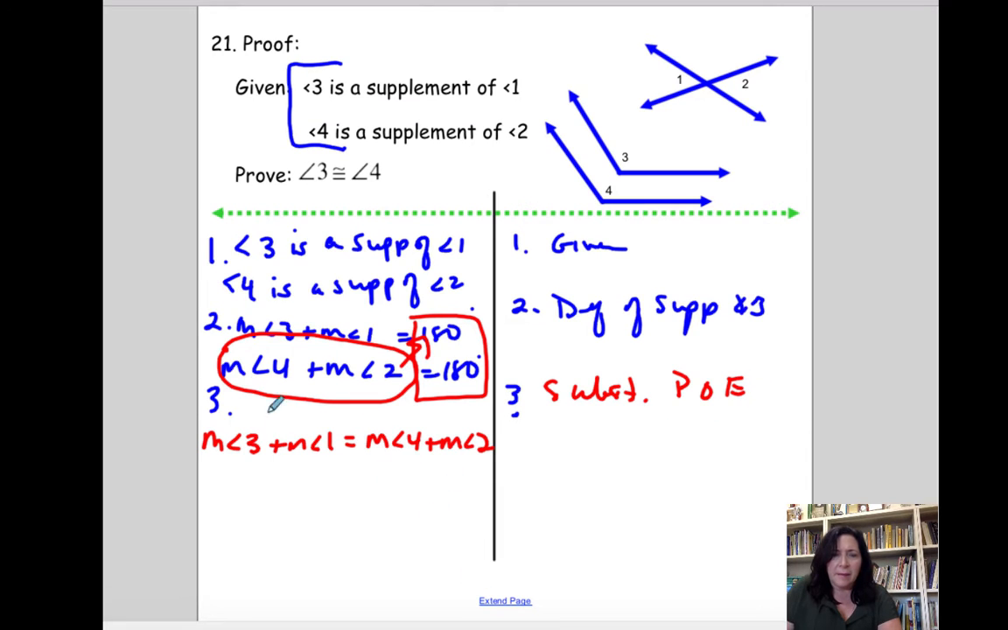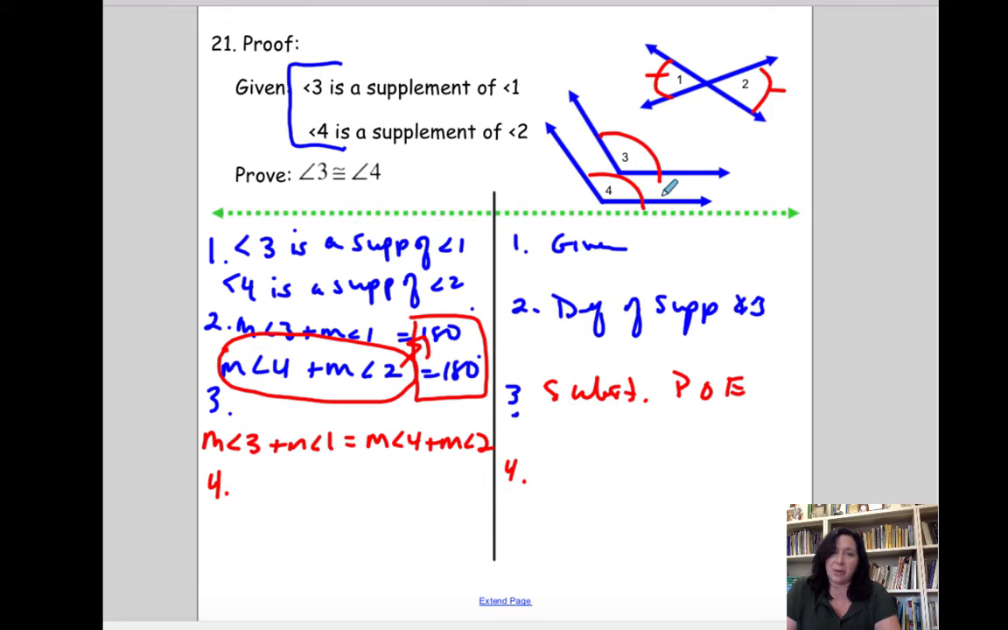Okay. Now, I'm stuck unless I have some more information, and I do have some more information in that, see angle 1 and angle 2. Some of you might have already picked up on that. Those angles are vertical angles. While we are trying to prove that angle 3 and angle 4 are congruent, angles that are supplementary to each other are congruent.